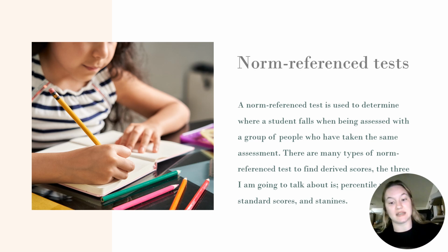So next I'm going to talk about tests and assessments. I know we talked about it a little bit earlier, but the ones that I'm going to talk about specifically are norm reference tests. These are used to determine where a child falls in a group of people who have taken the same assessment or who are placed in the same category. There are many different types of norm reference tests to find the derivative scores of a student, but the 3 I'm going to talk about are percentile tests, standard scores, and stanines.